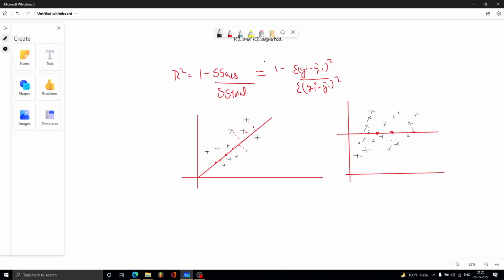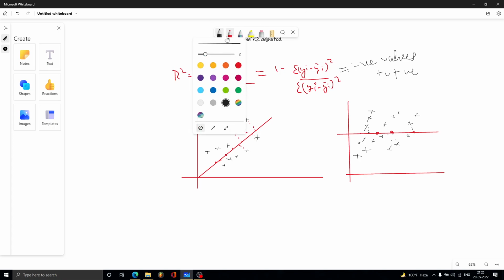Why are we using square? We are doing the whole square so that if we get a negative value, it gets converted into a positive value. That is the only reason behind using square. Simple.